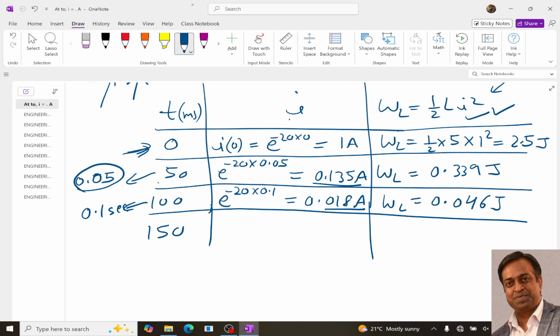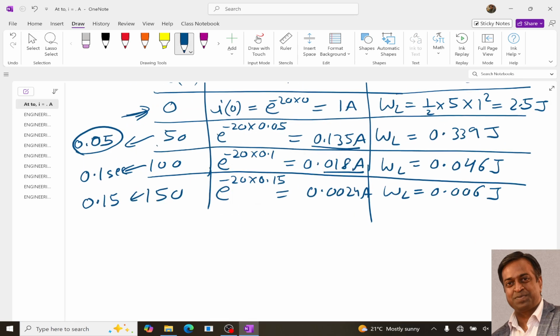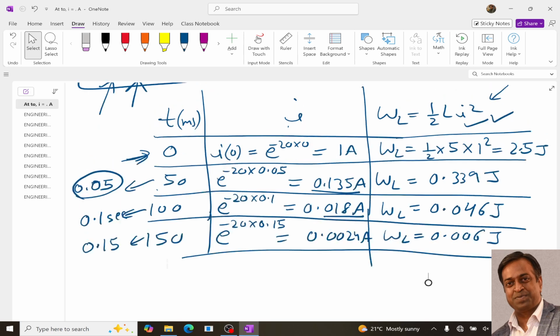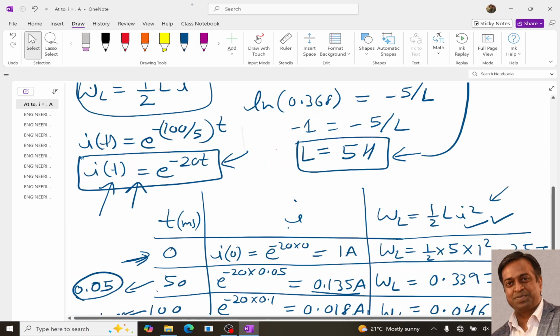0.046 joules. And last, this 150 millisecond, it is 0.15 seconds, right? And substituting this value over here, you will get 0.0024 amperes, right? And WL, it will be 0.006 joules. Now with this, this is the answer to the second part of the question, where it is asking that we need to compute the energy stored in the inductor, right? Now we get the answer.